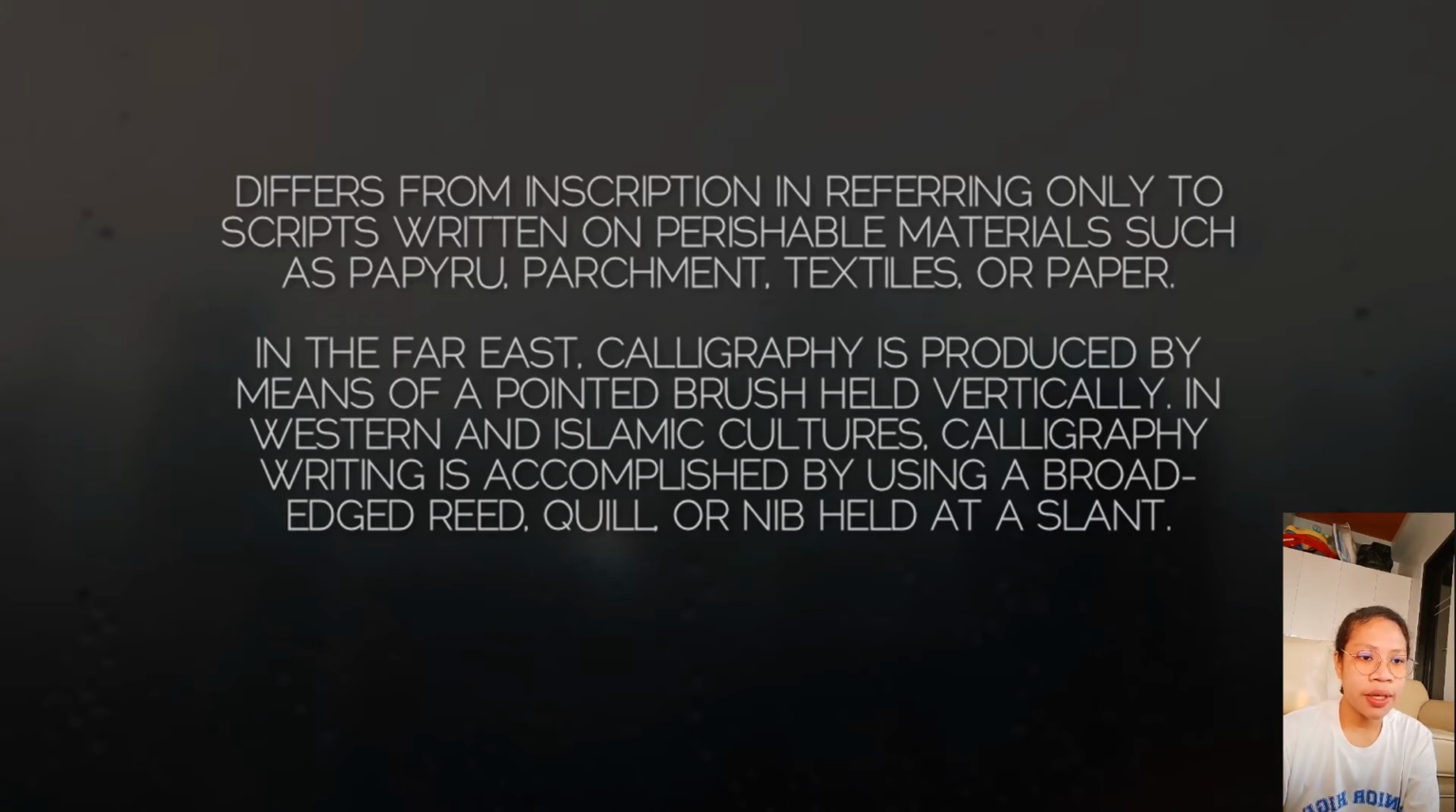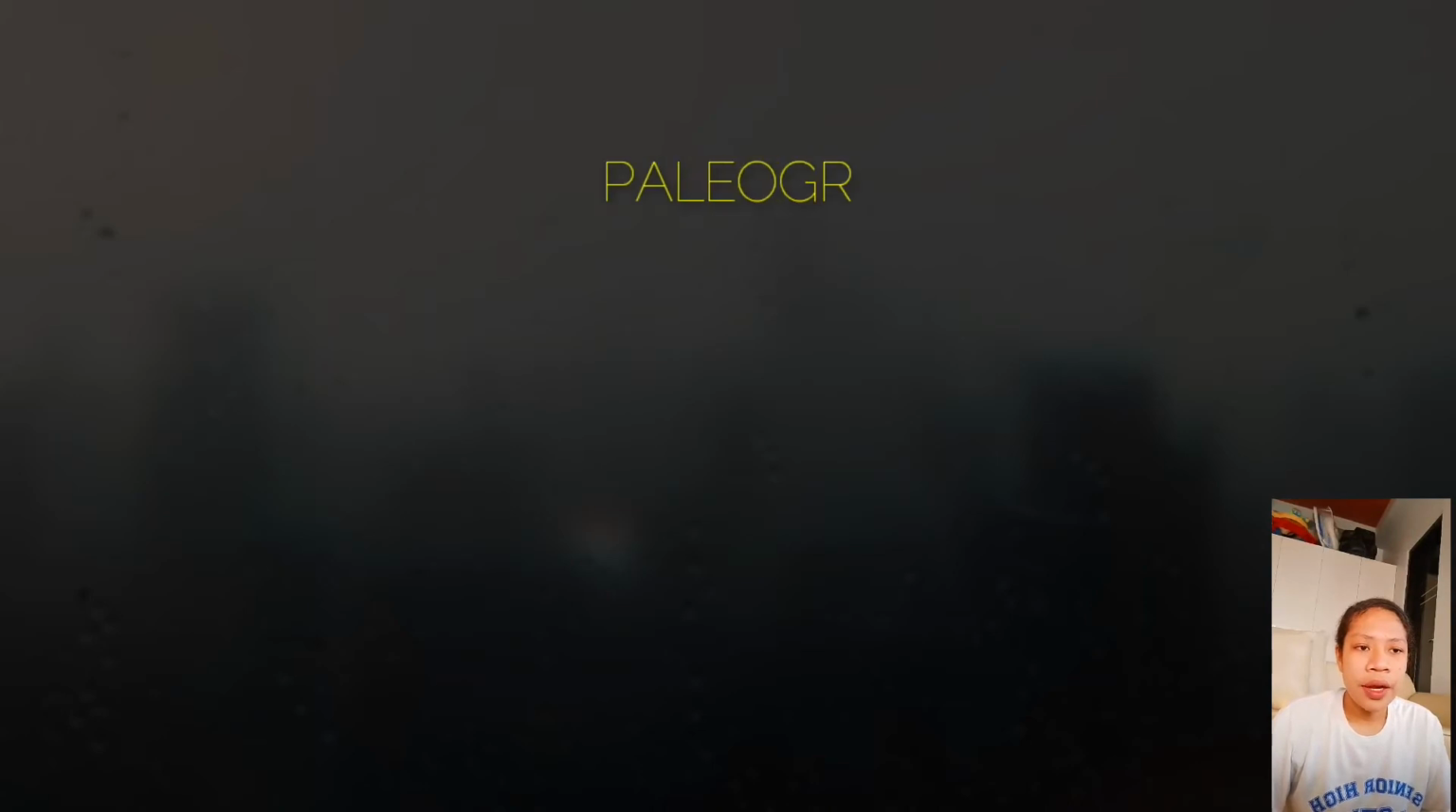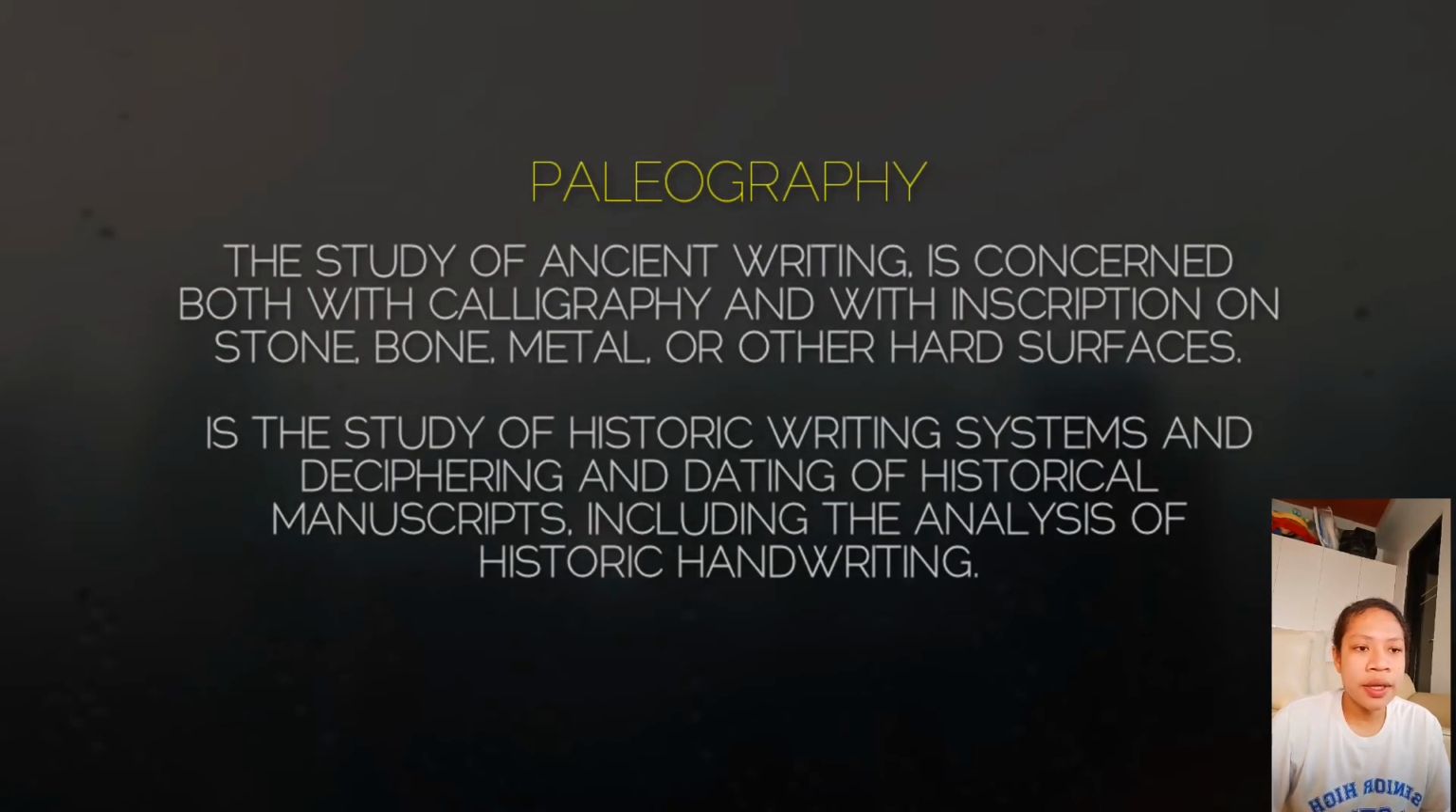In the Far East, calligraphy is produced by means of a pointed brush held vertically. In Muslim and Islamic cultures, calligraphy writing is accomplished by using a broad-edged quill or nib held at a slant. Paleography: the study of ancient writing is concerned both with calligraphy and with inscription on stone, bone, metal, or other hard surface. It is the study of historic writing systems and deciphering and dating of historical manuscripts, including the analysis of historic handwriting.